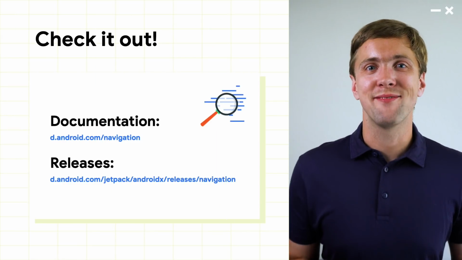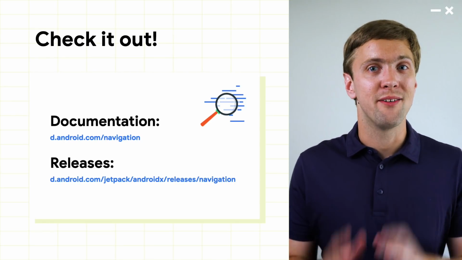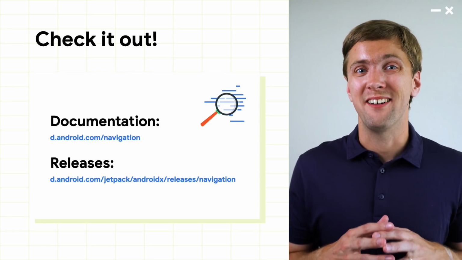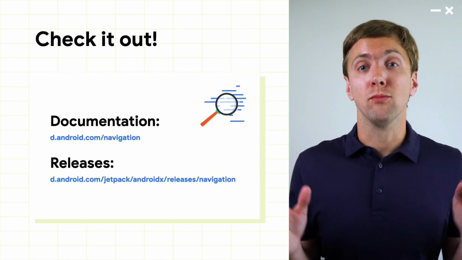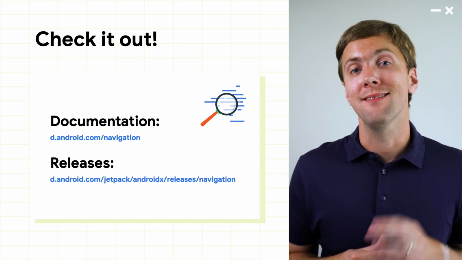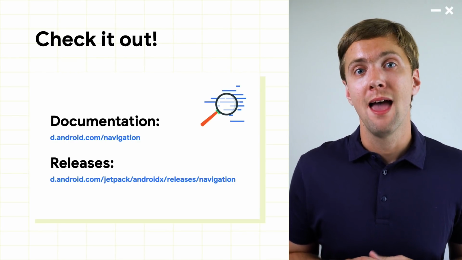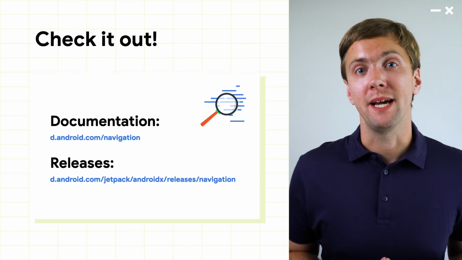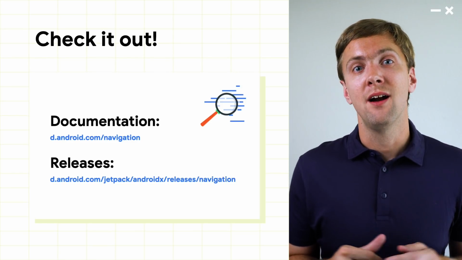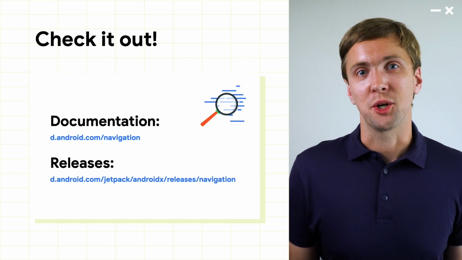While there's a lot of new features already in work for future versions of navigation, everything I've talked about here is stable and available right now. So look through our updated documentation on developer.android.com and check out the releases page for more details and links to the issue tracker for filing your own feature requests.